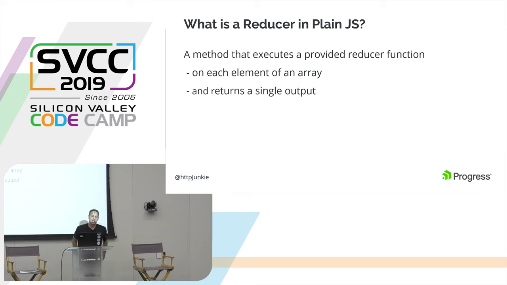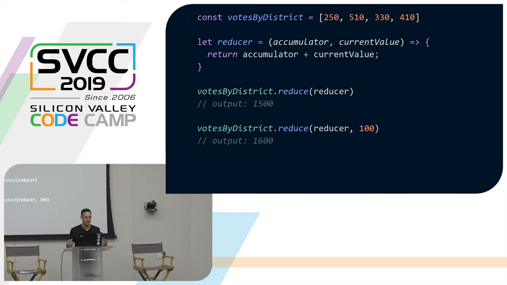So what is a reducer in plain JS? How many people kind of know what a reducer is in JS? Like, okay, you can raise your hand even if you kind of know, all right? Cool. All right. So it's a method that executes a provided reducer function on each element of an array and returns a single output. So let's see an example of that.